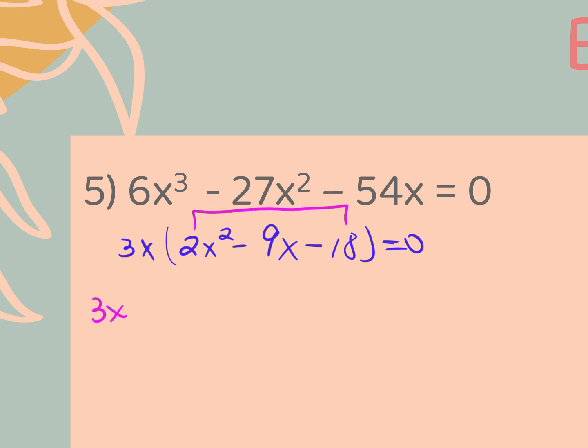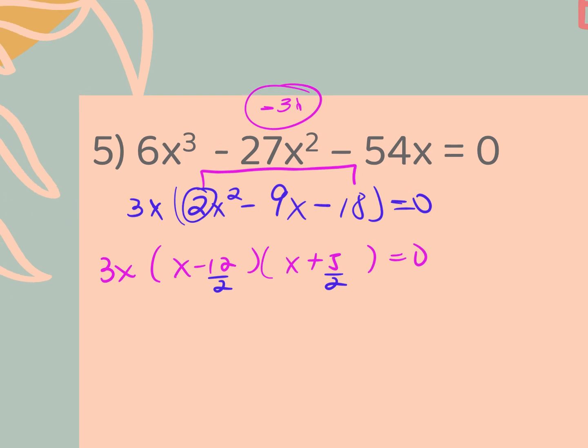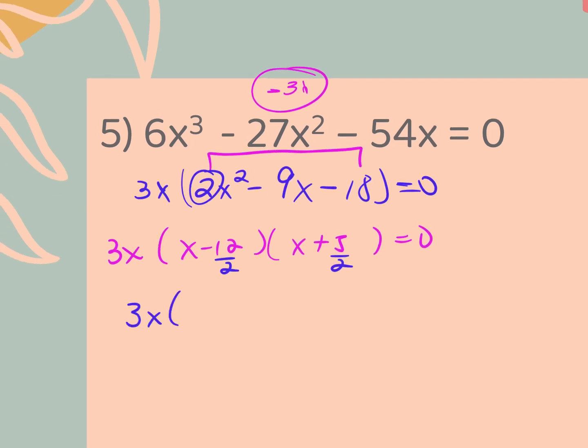I'm going to multiply a times c. What's 2 times negative 18? Negative 36. All right, what are my factors of negative 36? I'm going to multiply to give me negative 36 and add to give me negative 9. Good. X minus 12 and x plus 3. Take that a term, divide both of your factors by the a term. So when we simplify, we have 3x times what? What's my first binomial? X minus 6, good, and 2x plus 3, perfect.